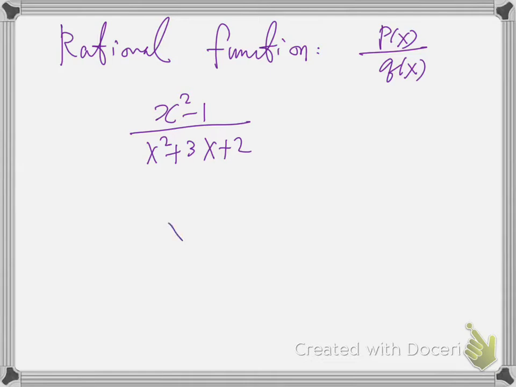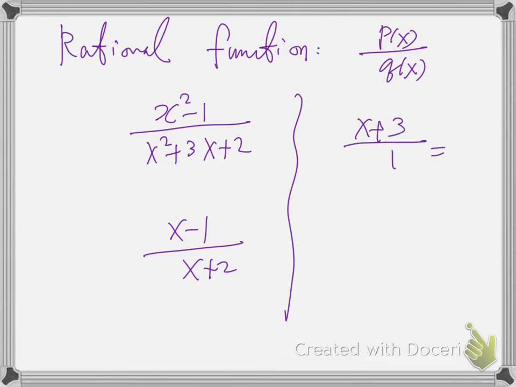Another example is (x minus 1) over (x plus 2). And we may also have (x plus 3) over 1, which is x plus 3. So a polynomial is a special case of a rational function. Or we have 1 over (x plus 3). We have these examples of rational functions. The numerator has some x, the denominator has some x. Today we will talk about multiplication and division of rational functions.